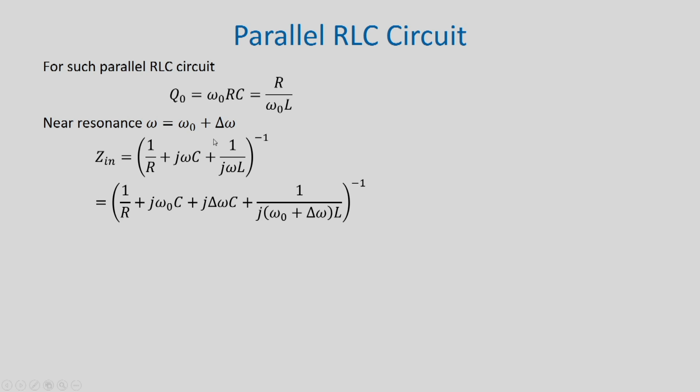Near its resonance, the angular frequency omega can be written as omega naught plus delta omega, and Zin, once we substitute omega equal to omega naught plus delta omega, can be expressed in this form.